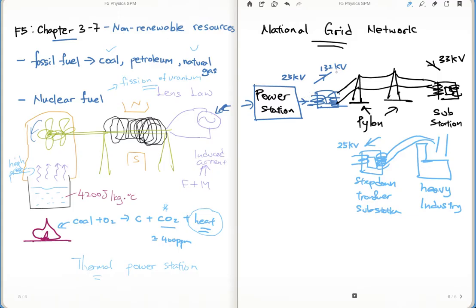You will ask why you step it up earlier. It's because during the transmission from the power station to the factory or to households, there is going to be power loss, where power loss P is equal to I squared R. So what happens if the current is low? Therefore, the power loss would be low.